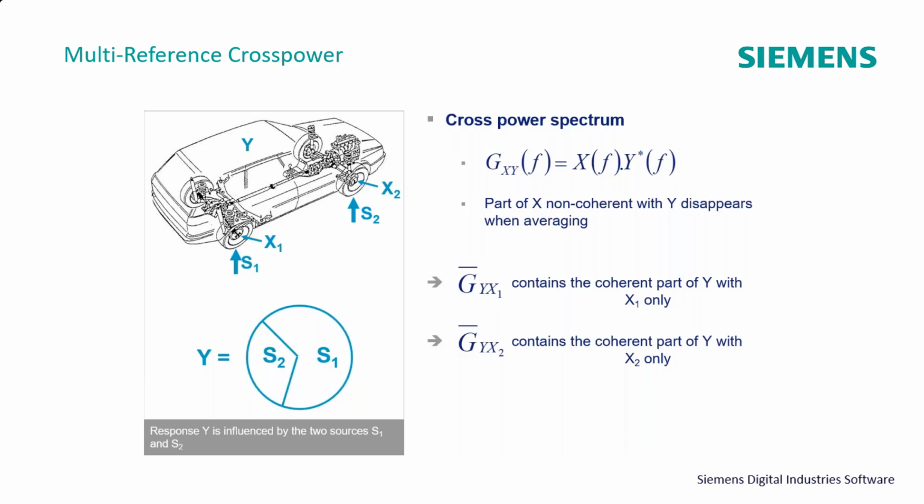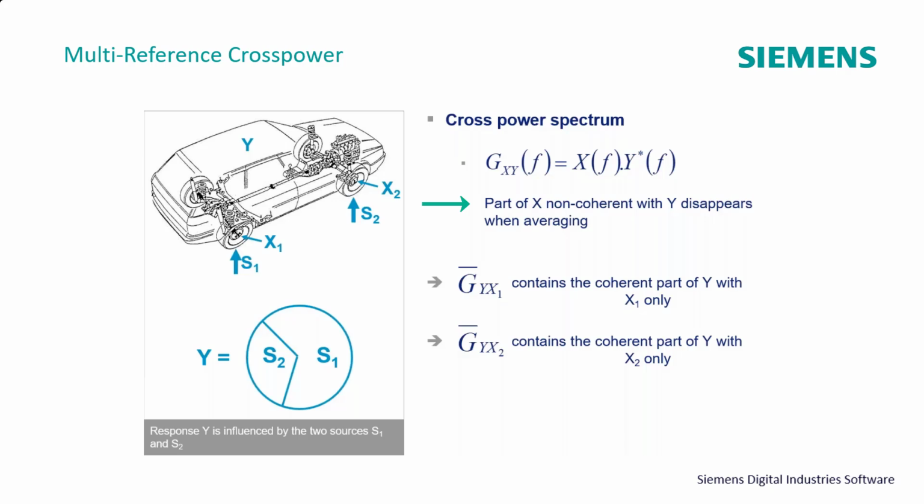So we're going to need to process that data in throughput processing with an add-in called multi-reference processing to allow you to calculate those multiple reference cross powers. And I'll show you how we do that in the software. And then if we look at that cross power, the cross power at position X that's non-coherent with reference Y disappears when averaging. So if I have a response at X that is related to an input at Y, as I do averaging, the part that's related to the input at Y stays in the cross power, but the part that's not consistent with Y would average to 0.